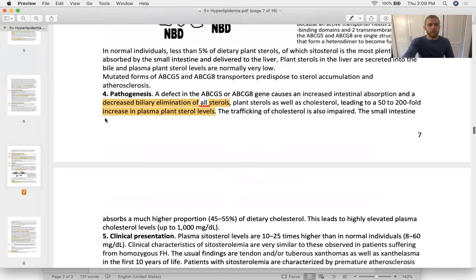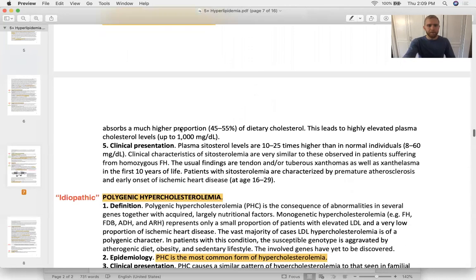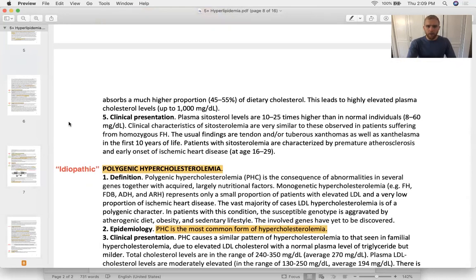It is going to pump out all sterols. So if there's a defect in the ABCG gene, you see a decreased biliary elimination of all sterols, specifically plant sterols. That's not good. That becomes toxic.